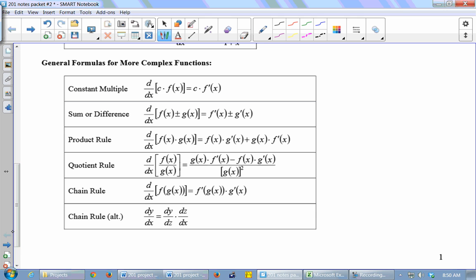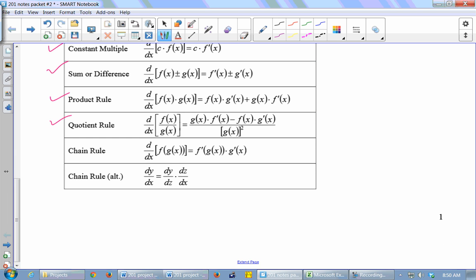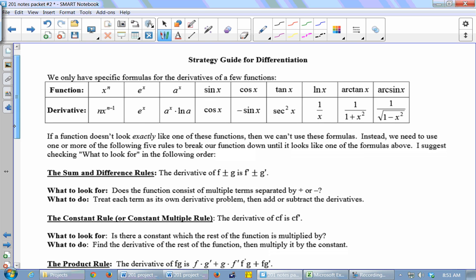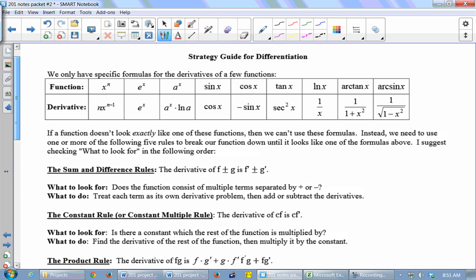Then we also have some general formulas for more complex functions. We know this one, and this one, and this one, and this one. We know how to take the derivative of a sum or difference, a product, and a quotient by using the product rule and the quotient rule. And today we're going to start learning the chain rule. This is also a general strategy guide for differentiation, a reference sheet you can come back to as we learn more and more formulas.